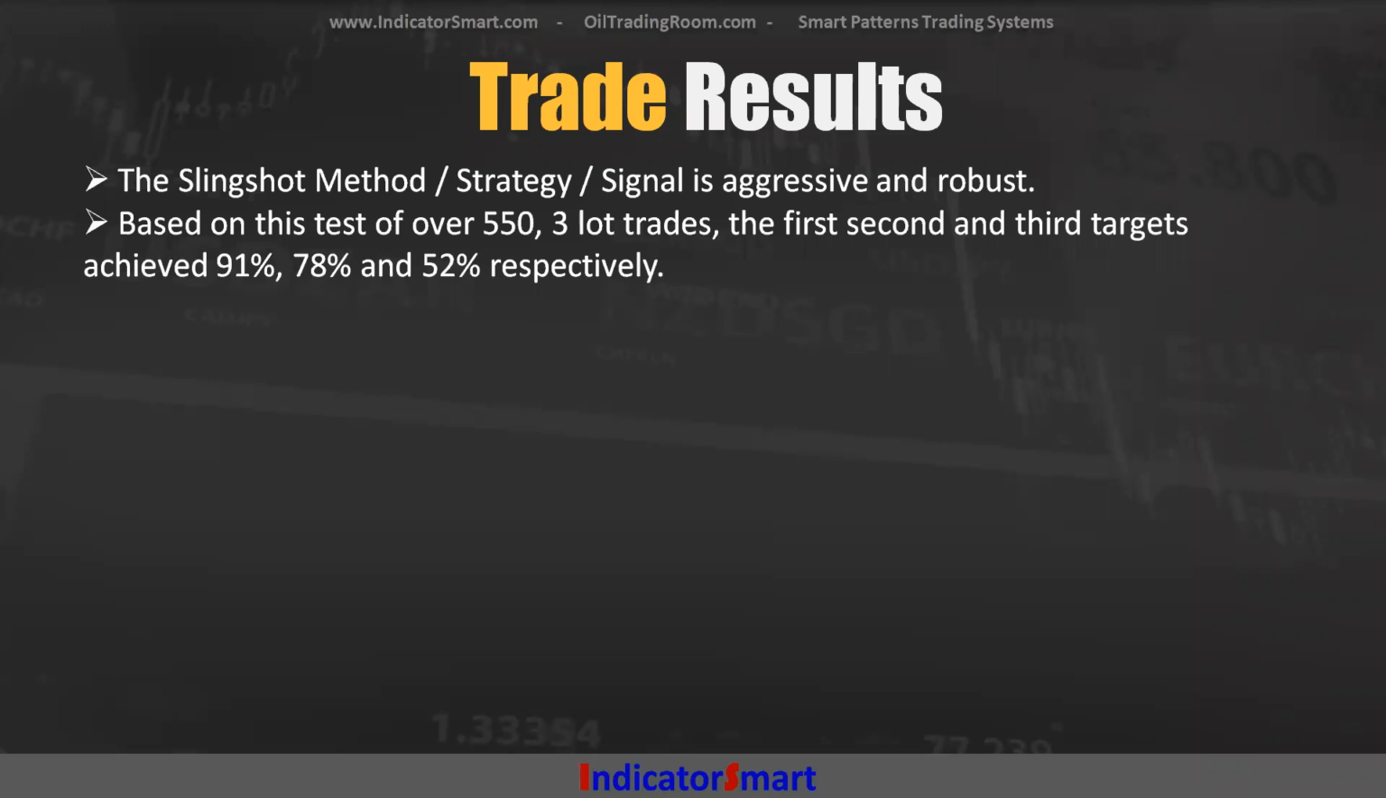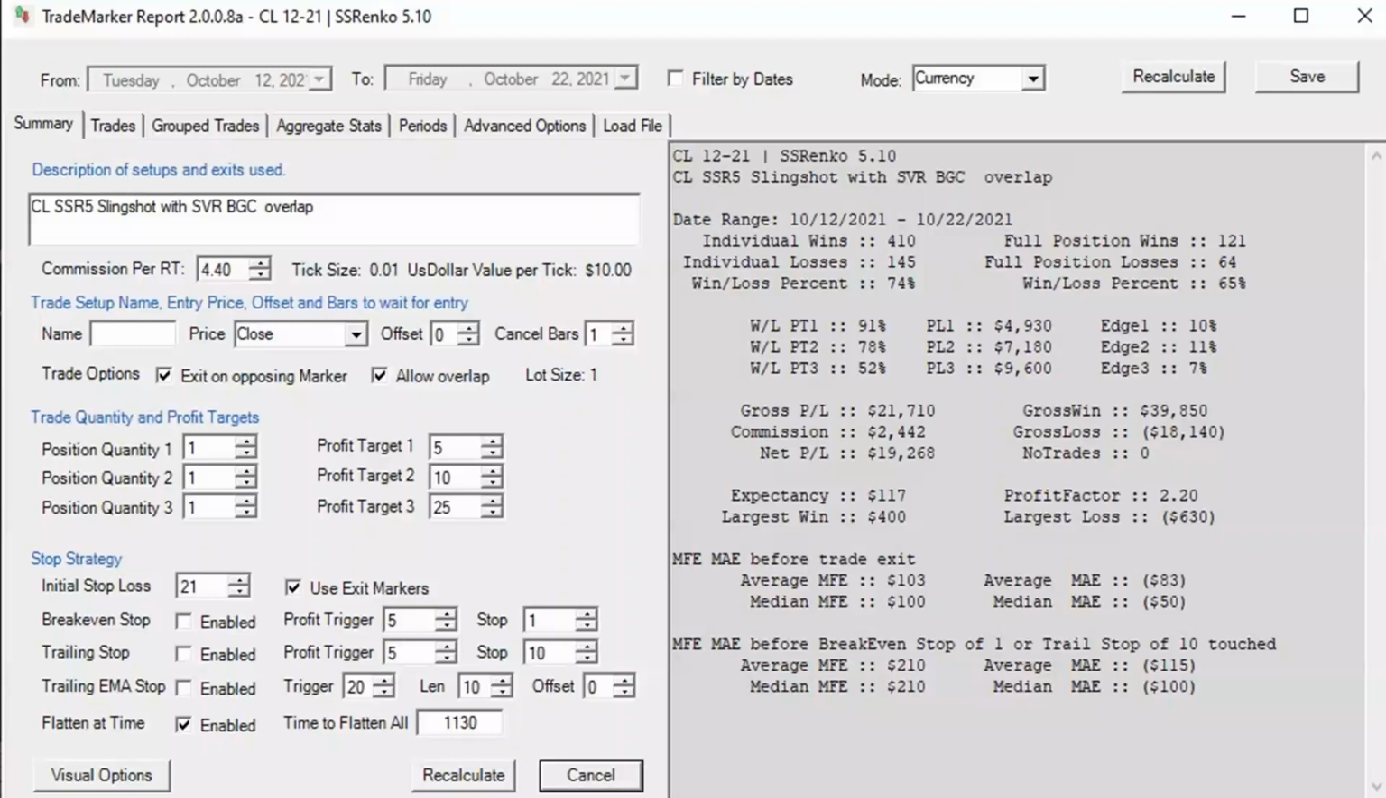So this slingshot method, strategy, or signal is aggressive and robust. And based on the test, about 550 3-lot trades, first, second, and third targets, 91, 78, and 52% respectively. You'll notice on that third target, I set that to 25 ticks. You could also go into this on Trade Markers, and you could vary these and see how it behaves. I didn't do any of that. I just used 5, 10, 25. And I didn't use any money management or stop strategy in that bottom left panel of that report.